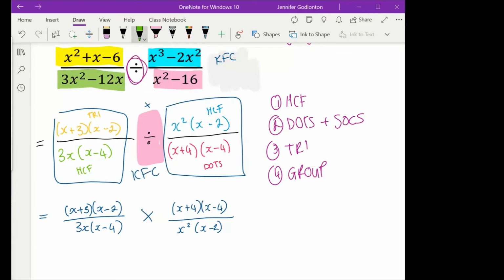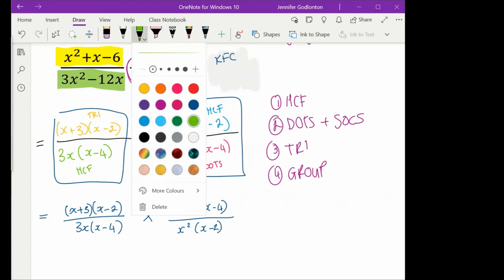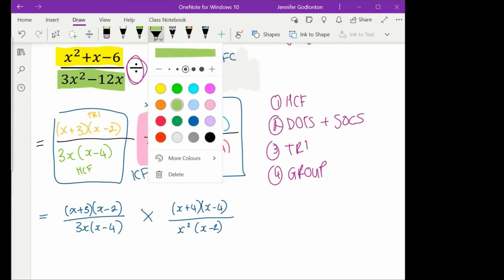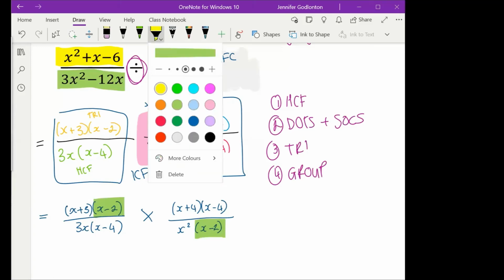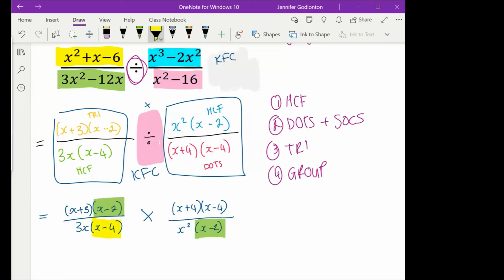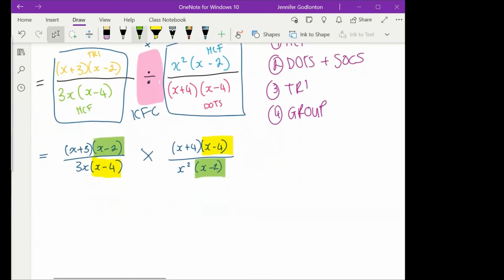It's a fun step. The next step, we just need to look for brackets that are exactly the same as each other, and we have to make sure one is at the top and one is at the bottom, and then we can cancel them. So I'm going to use a highlighter just so that it doesn't change what numbers you can see at the bottom. So this x minus 2 is going to cancel with that x minus 2. They're going to go away from each other, and then this x minus 4 is going to cancel with that x minus 4.